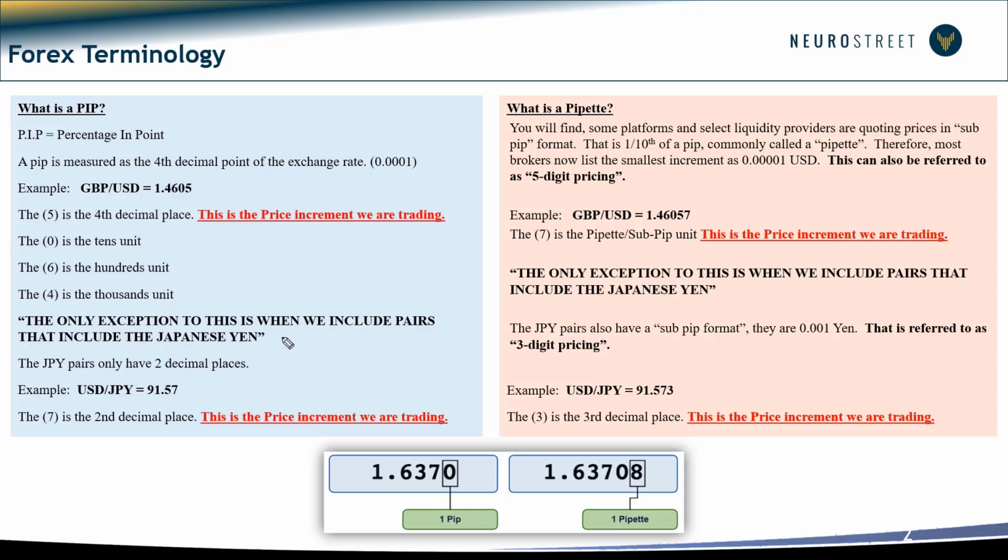Now the only exception to this is when we include pairs that have the yen attached to it. And the yen only ever has 2 decimal places just due to the valuation of the yen.